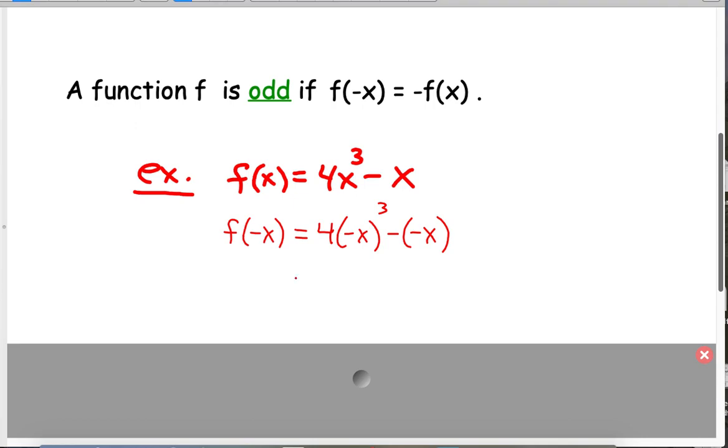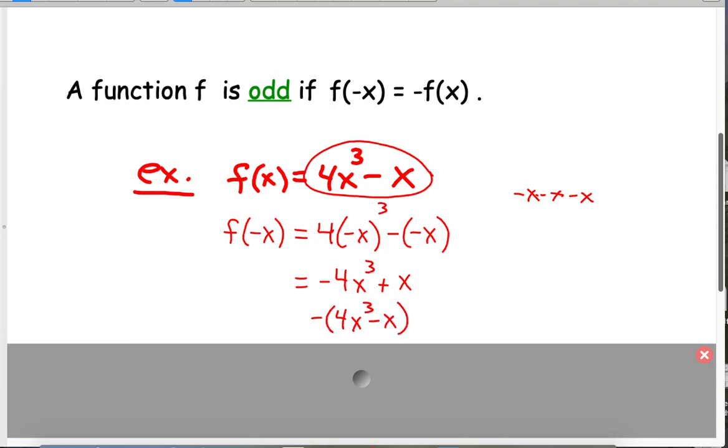Now, negative x to the 3rd power, that's a negative x times negative x times negative x. Negative times a negative is a positive, times another negative is a negative. So this is really the same as negative 4x to the 3rd. And then minus a negative x is like a plus x. Now look at the original function. The opposite of that original function, if I factor out a negative from what I have, this is exactly the opposite of what I started with. And so this is an odd function.